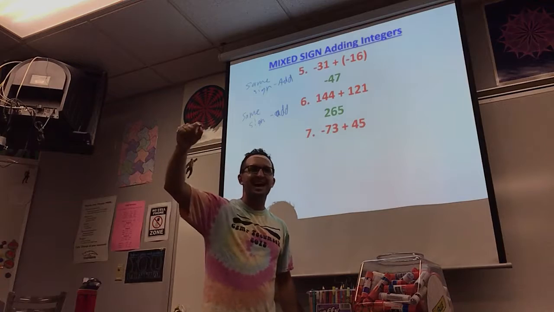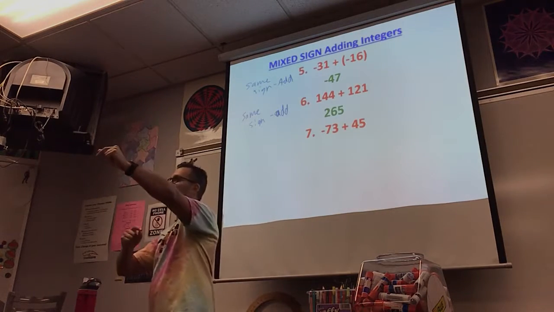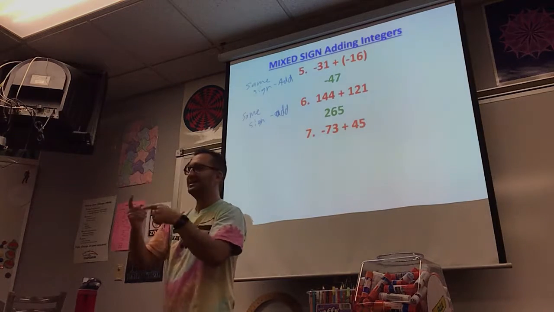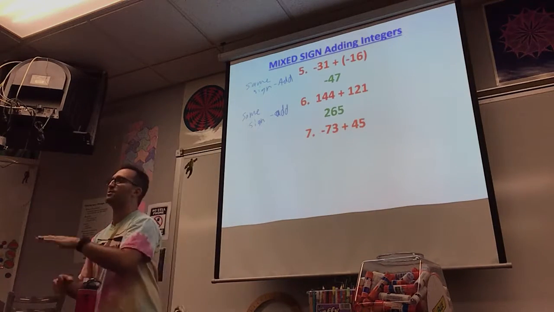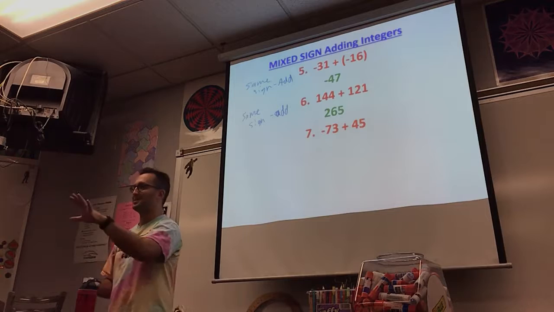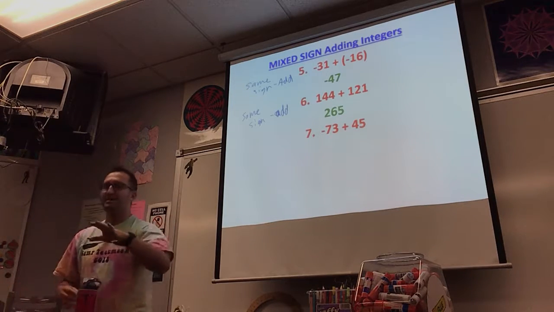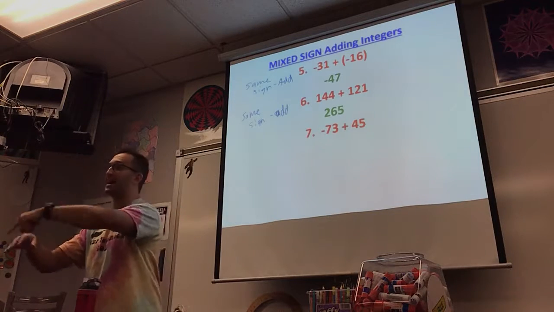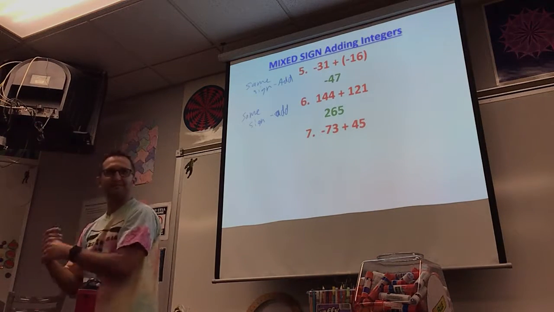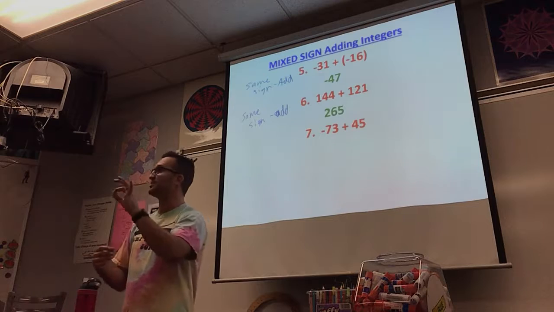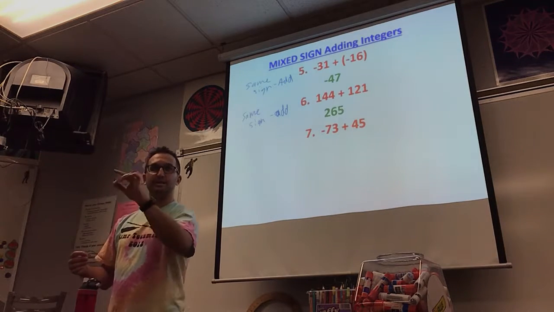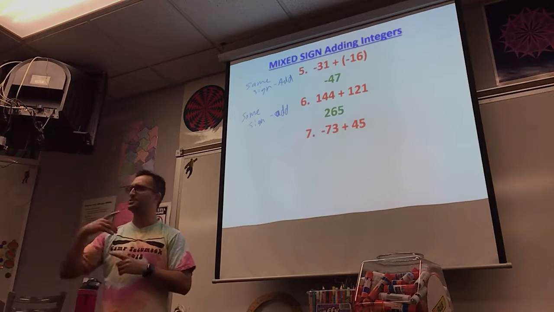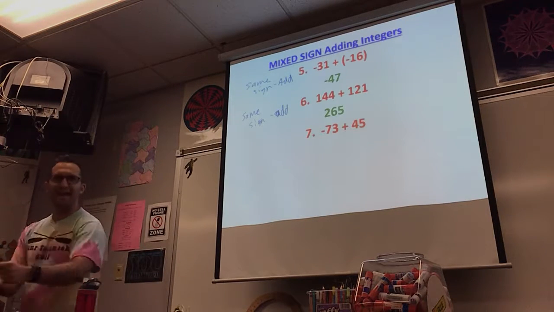Same sign, add. Different sign, subtract. We keep the sign of the bigger one so you can be exact. What? The hardest part of the rap is after the word subtract. Ready? Same sign, add. Different sign, subtract. And keep the sign of the bigger one so you can be exact. What? The hardest part is after the word subtract, right? Different sign, subtract. And keep the sign, right? We got to get that. That's the hardest part.